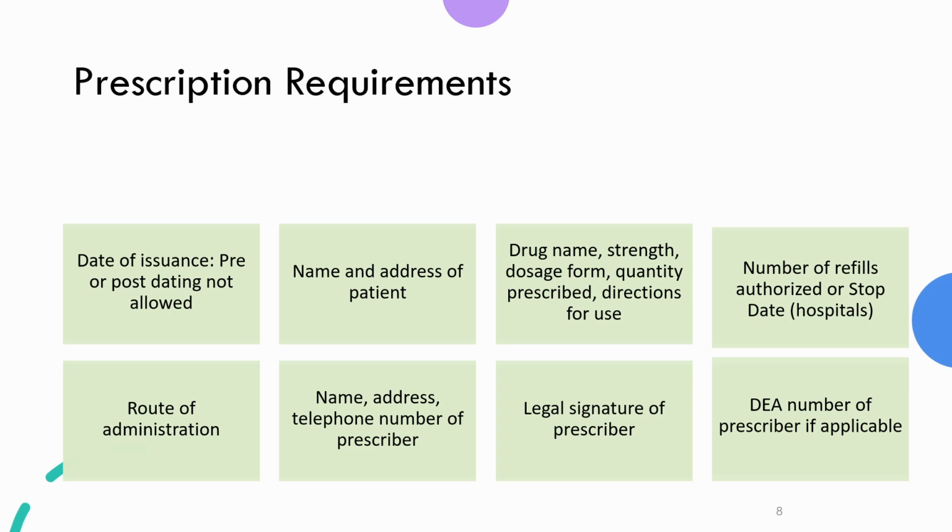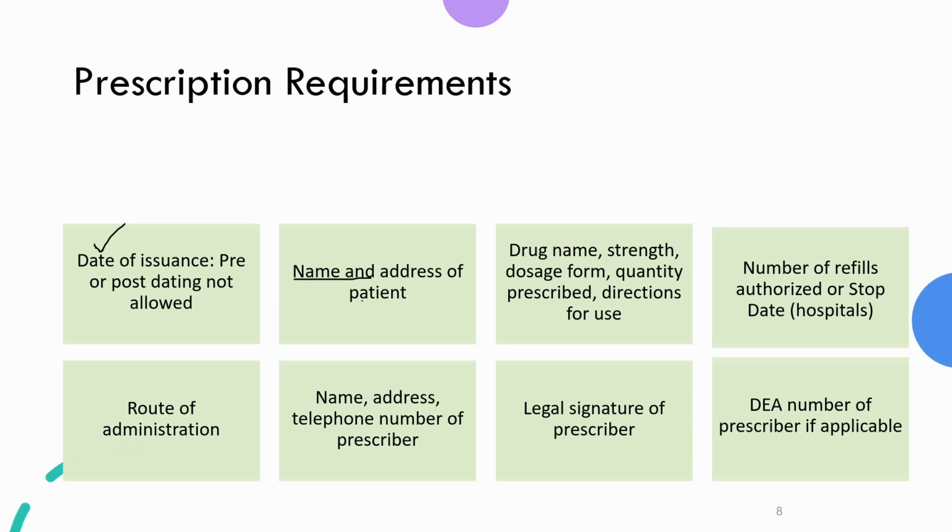We're going to talk about what is included in a prescription. These are some of the things that are included. The numero uno, typically on the upper right hand corner, is the date of issuance. Important to note here is that pre or post dating is not allowed, meaning you can't issue it for a future date except for certain circumstances, which we're going to talk about. But date of issuance, that's important.